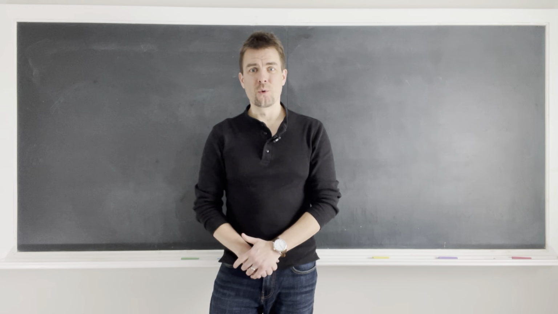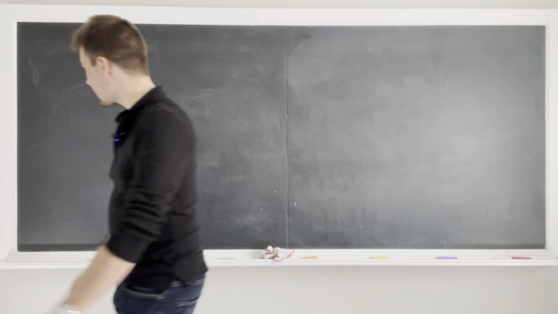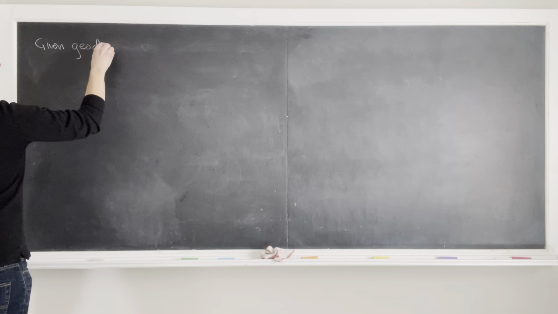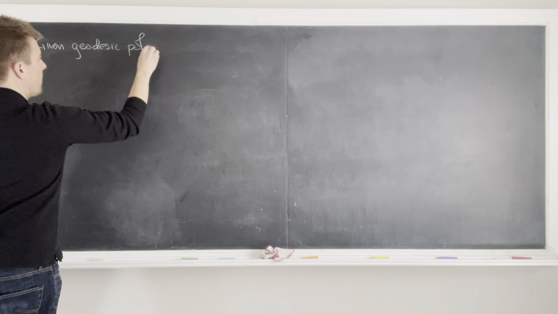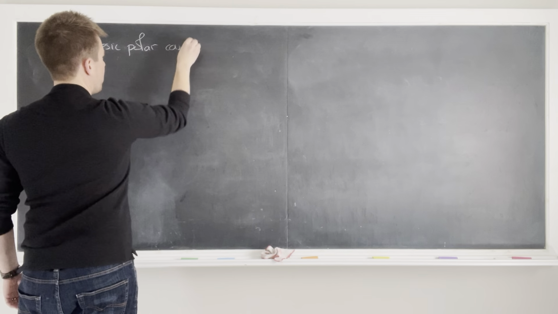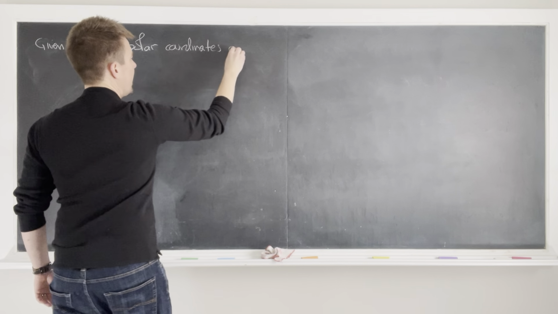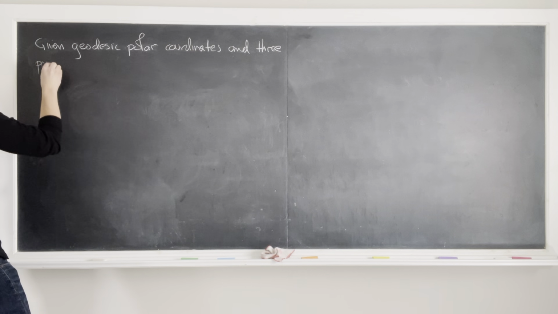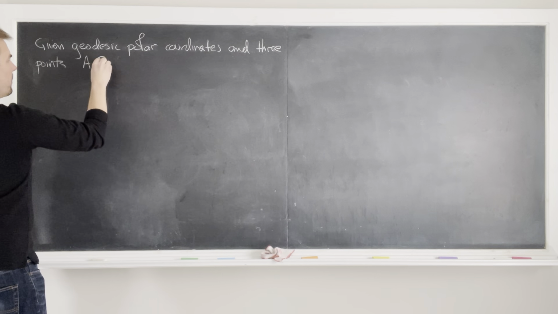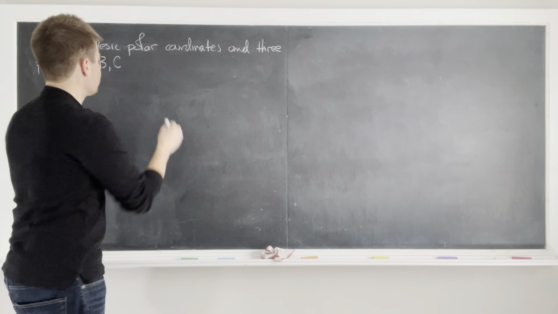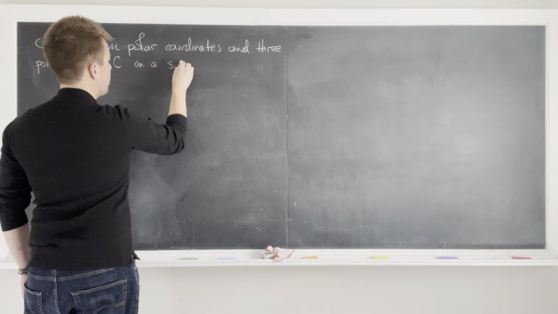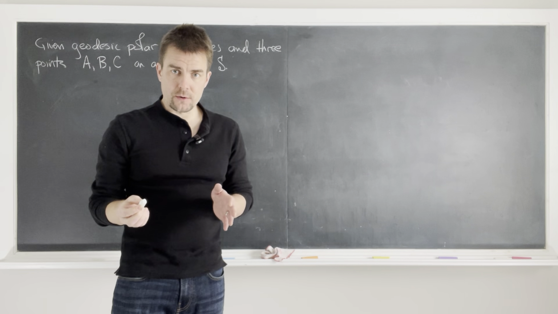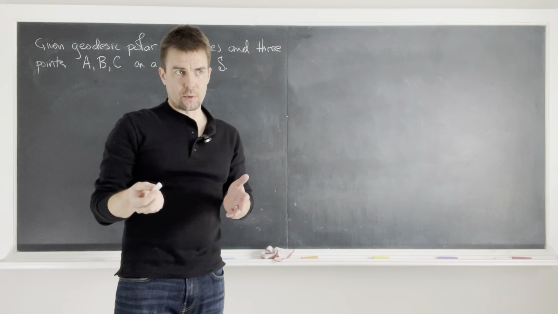Hello students, in this video we'll discuss geodesic triangles. Let's be given geodesic polar coordinates and 3 points A, B, and C on a surface S. By orienting the surface in the correct fashion, I can assume that A is the origin in polar coordinates.